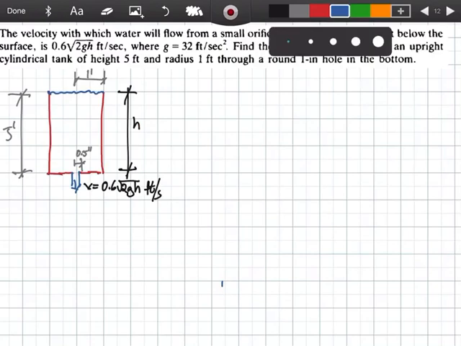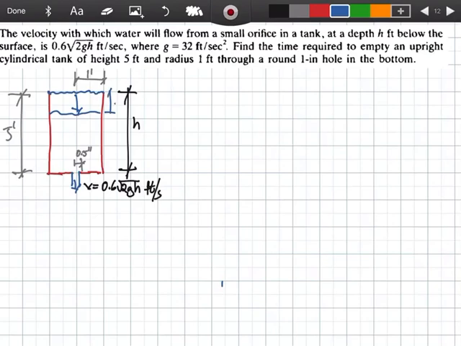So, class, pag at any time t, bumababa yung ating tubig, di ba? Bumababa siya sa value ng dH. Sa bawat pagbaba ng tubig natin, yung nawawalang tubig dito sa ating tank, yun yung volume naman na lumalabas sa ating orifice, di ba? So, yung nababawasan sa tank, yun naman yung volume na lumalabas sa ating orifice. Ngayon, volume loss in tank is equal to the volume out sa ating orifice.